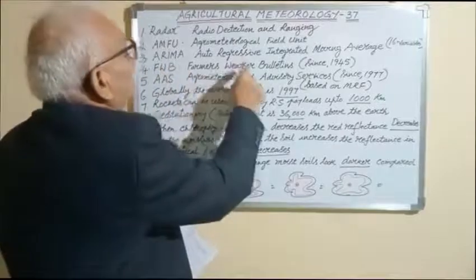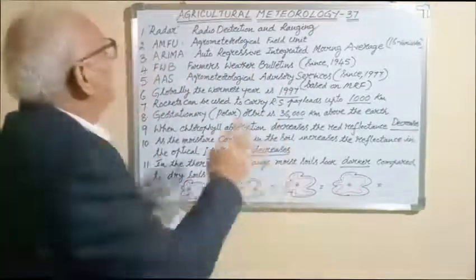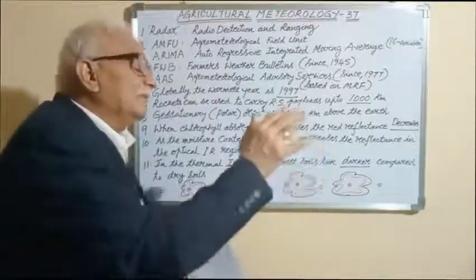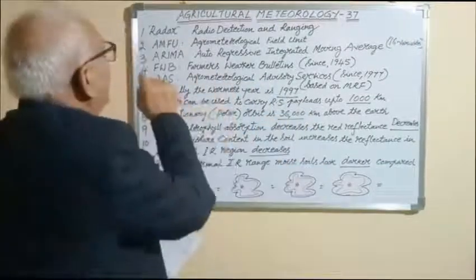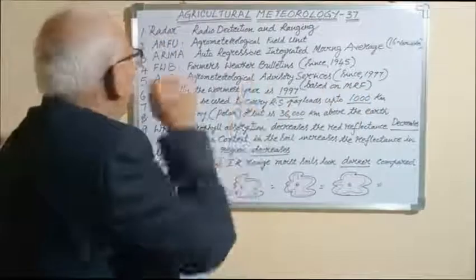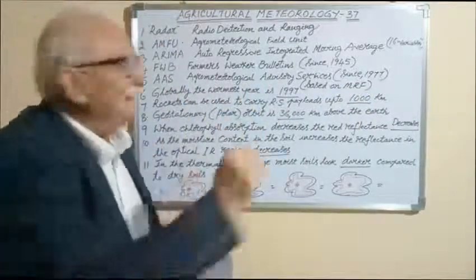Now, FWB, Farmers Weather Bulletin. Since 1945, Farmers Weather Bulletins are being used by India Meteorological Department. Earlier it was called the Imperial Meteorological Department. Now, AAS, Agro-Meteorological Advisory Services, since 1977. Globally, the warmest year is dash.